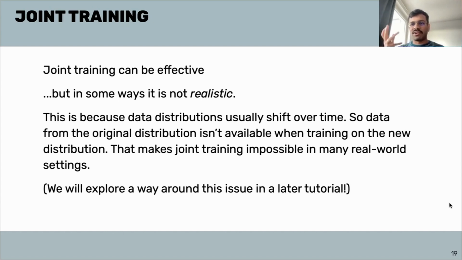As we discussed, it's not realistic because distribution shifts happen over time, right? Even we can take the example of something like a GPT, right? It's trained on like a massive chunk of internet, but the internet itself changes. We add content, and so it needs to get used to the new cultures of the world and everything. Even at that, we can't just train on everything. So this joint training becomes impossible in many real world situations, and we will find a way to get around that, and we'll discuss that in the later tutorial.